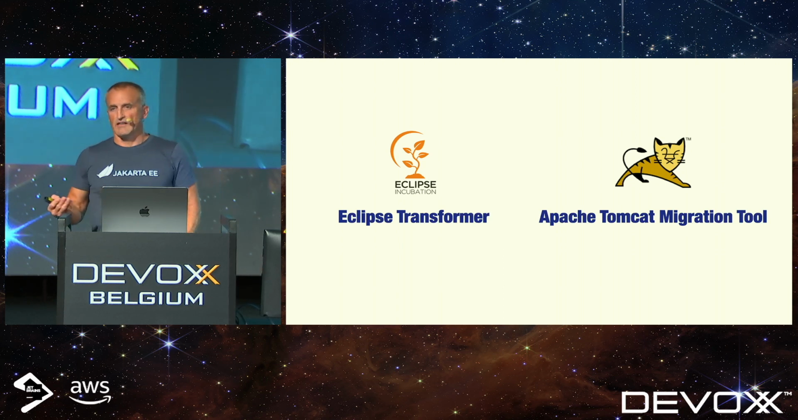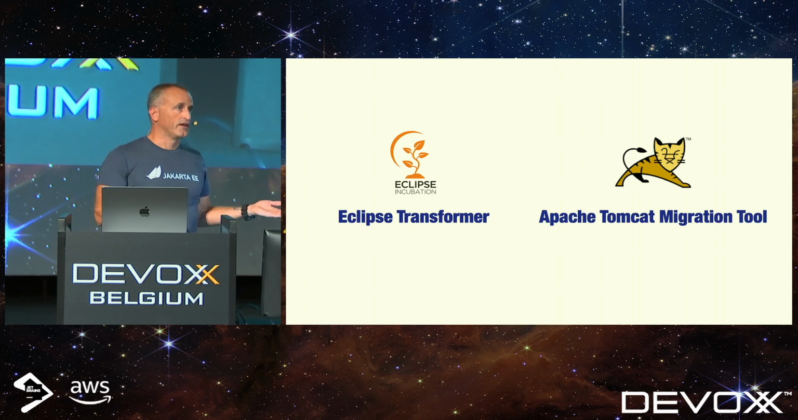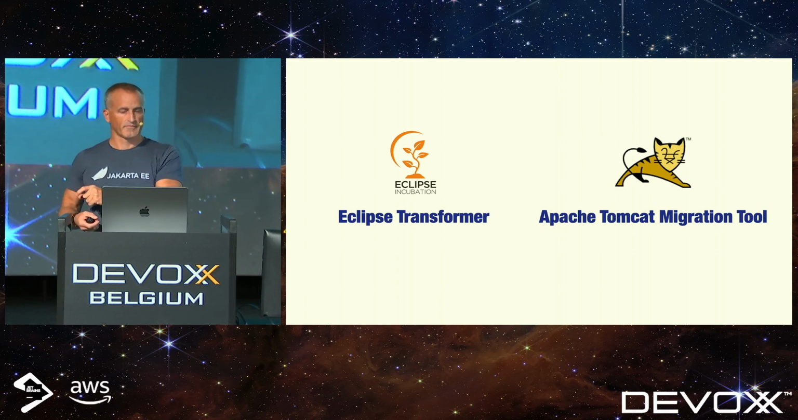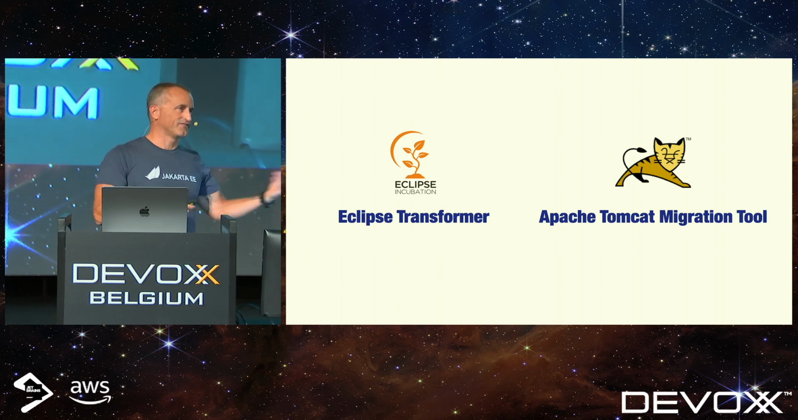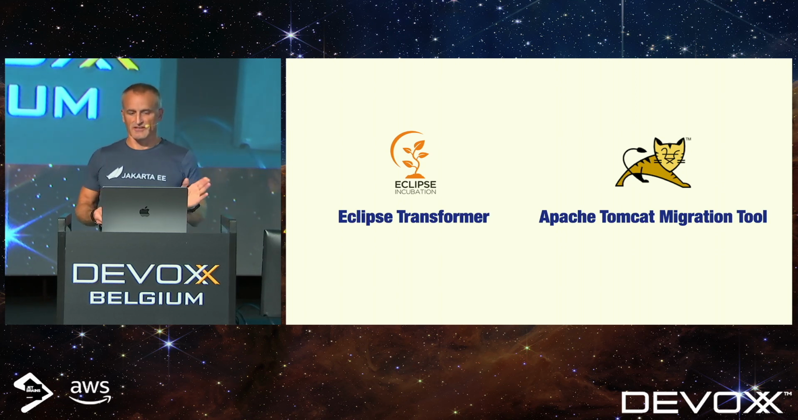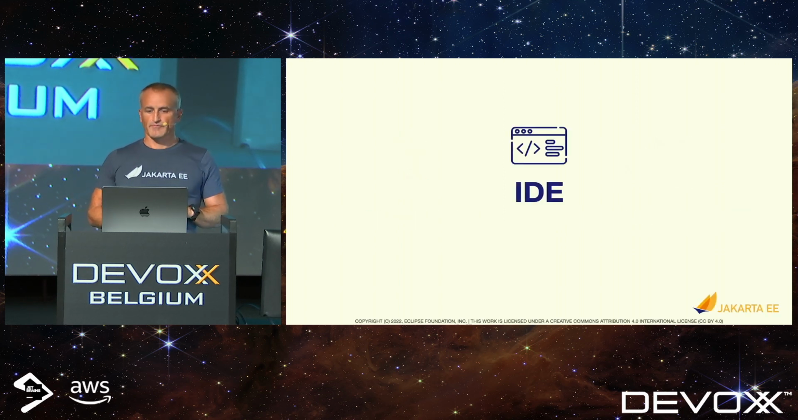Some of these are actually possible to run at runtime. Some of the application servers have the Eclipse Transformer built in, so you can drop a javax namespace application into a Jakarta EE 9 server and it will work. But this is on the bytecode level, so this is sort of just to test that it works. I wouldn't recommend doing this for a long time.